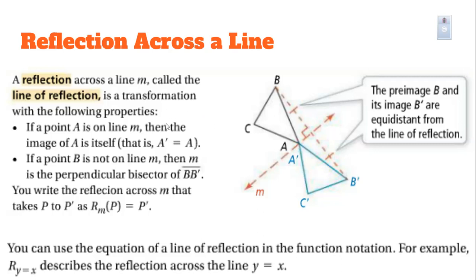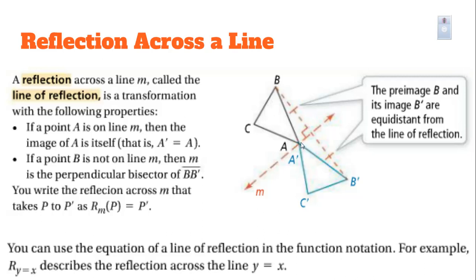These are the following properties that will take place. If point A is on the line of reflection, line M here, then the image of A is itself. So this point is A, this is A prime.